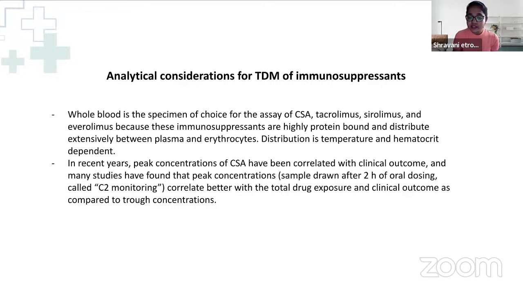This correlates with better outcomes and also with the total drug exposure and clinical outcomes as compared to the trough concentration. So in case of cyclosporin A, choosing a peak concentration and relating it with clinical outcome is much more favorable compared to choosing trough concentrations. So this is the end of therapeutic drug monitoring.